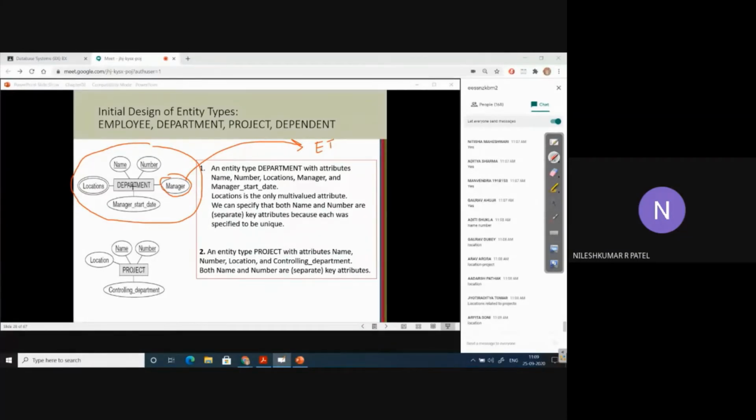Okay, most of you say location. Remember one thing: the name and number attributes are purely related to department. They are both for department. Name is nothing but the department name. It won't give you any hint about another entity type. It is purely pertaining to department. Number is also for department. So this is the department name and this is the department number.